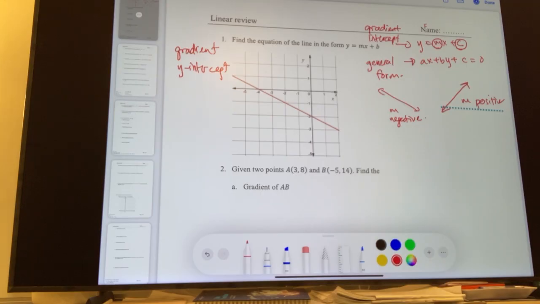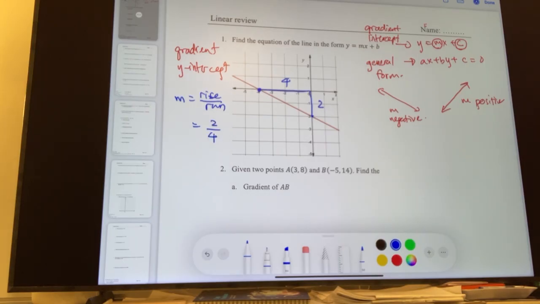By looking at that line, am I going to have a positive or negative gradient? Negative gradient. First, I'm going to draw a triangle. I try to pinpoint two points; this is my easiest point. Gradient is rise over run. Your rise is, how many blocks is this? 2. And the run is going to be 4. So rise over run will be 2 over 4.